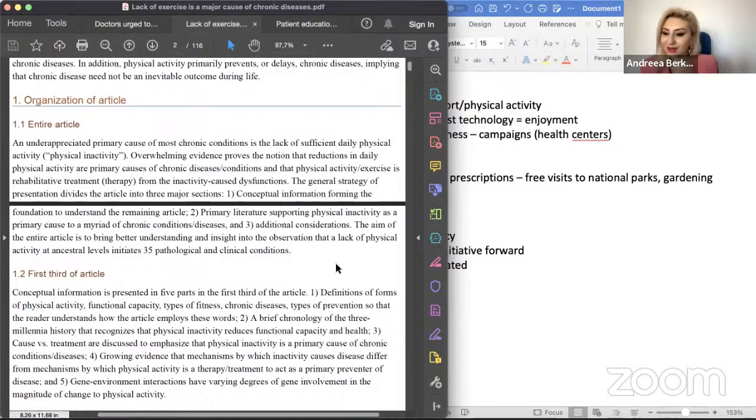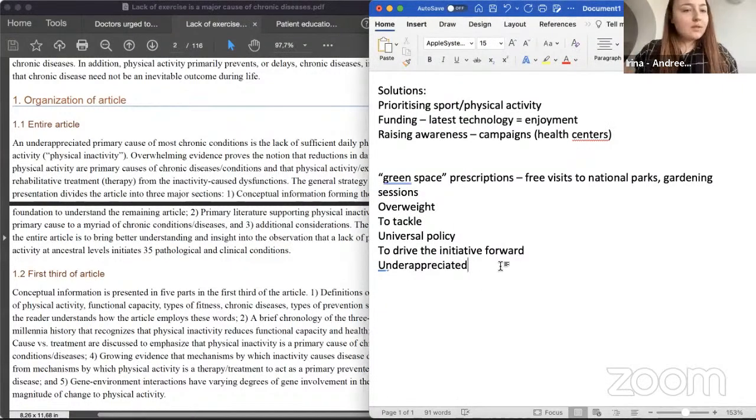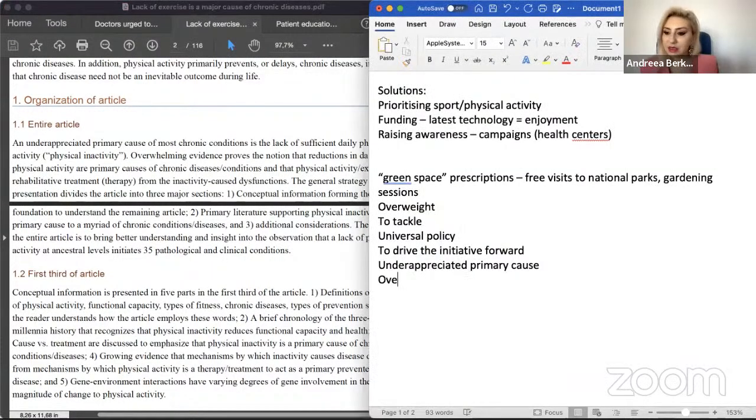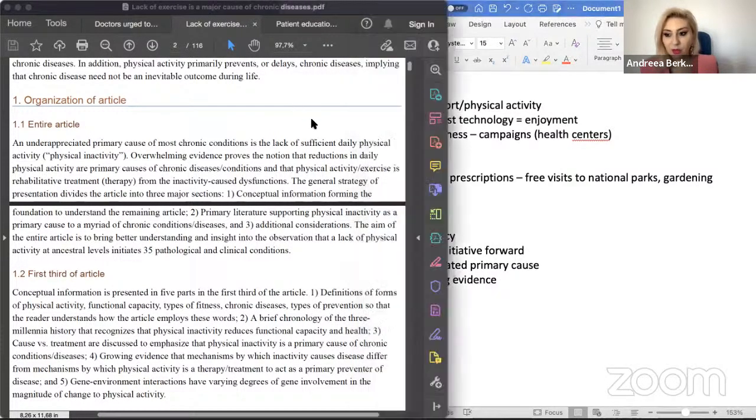Unappreciated primary cause. This is exactly what we need, right? We can use the whole phrase, primary. We don't like the word lack of sufficient because it's not what IELTS expects from us, but overwhelming evidence. How nice. Remember that evidence is an uncountable noun. It doesn't have a plural, so you are only using it for singular. You saw there, evidence proves.